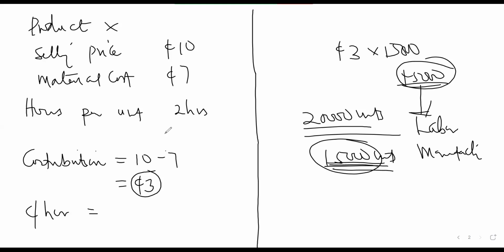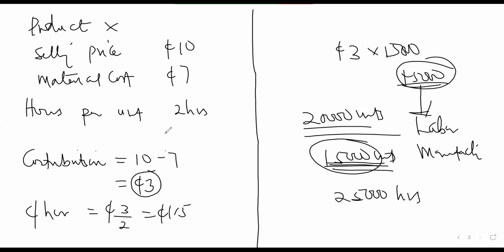That will be 1.533 divided by 2. That will give us 1.5 per hour. Then you ask yourself, what is the total hours available? The question will always give you the total hours available. So let's assume that the total hours available is 25,000 hours. That is the total hours available.